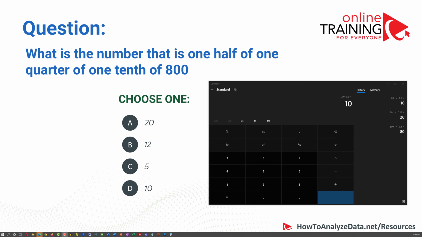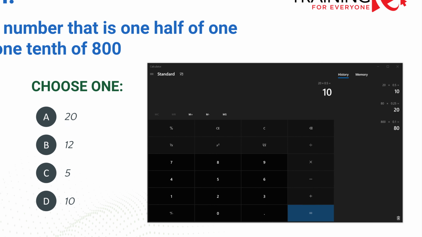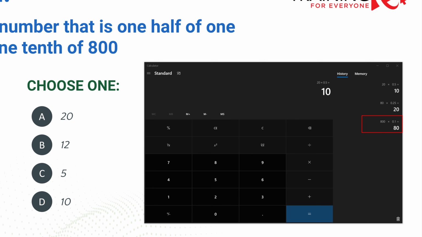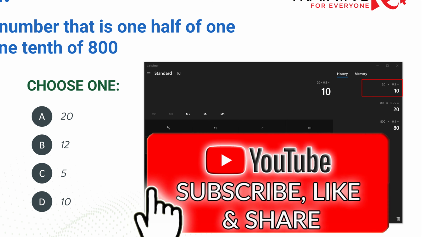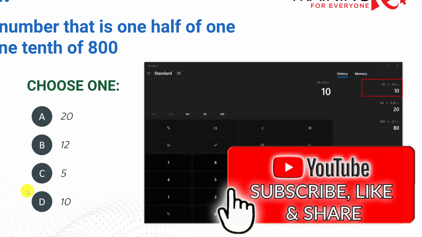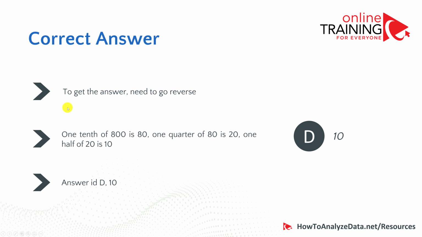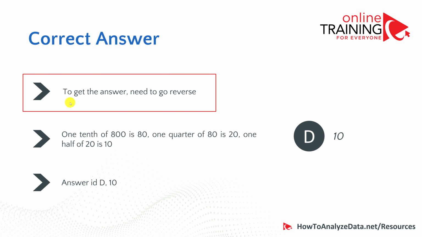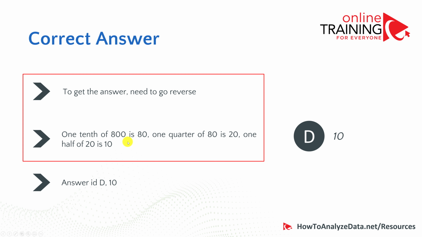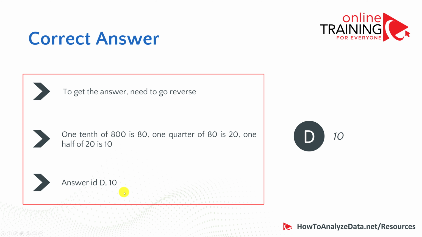To answer this question, you need to do operations in reverse. So 1/10 of 800 is 80, and then 1/4 of 80 is 20, and 1/2 of 20 is 10. So the correct answer is D, 10. And let's recap. This is the explanation. To get to this answer, you need to go in reverse. 1/10 of 800 is 80, 1/4 of 80 is 20, and 1/2 of 20 is 10. So the correct answer is D. Hopefully you've got this one right.